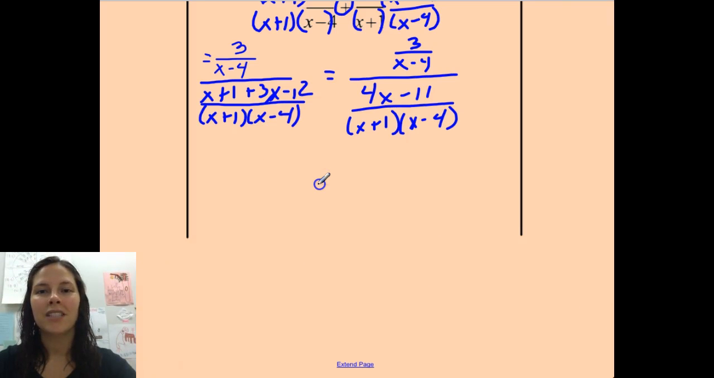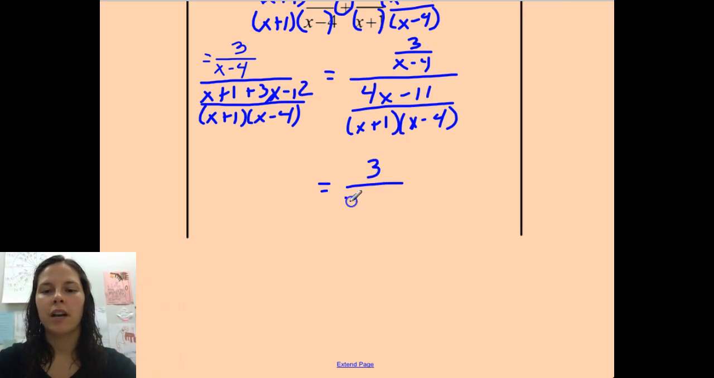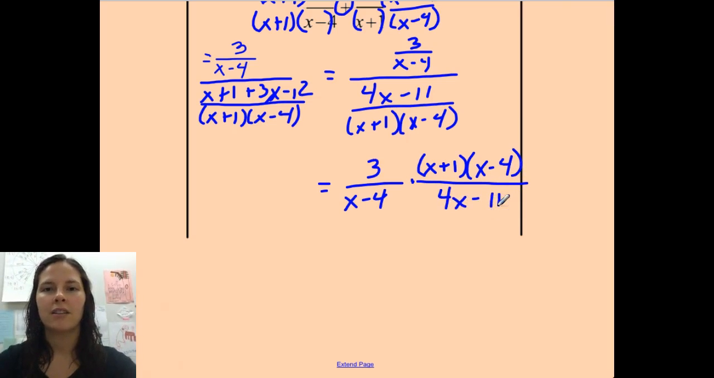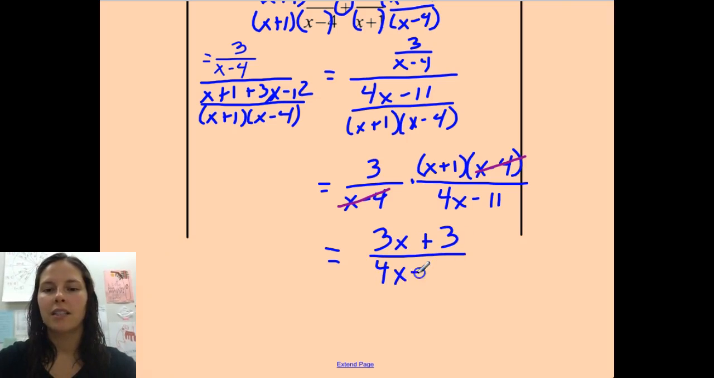The 4x minus 11 does not factor, so there's nothing we can cancel before we divide. So I'm going to multiply by the reciprocal. My numerator, 3 over x minus 4, times the reciprocal of that denominator. So the x plus 1, x minus 4 flips to the numerator, and the 4x minus 11 flips to the denominator. Now we've got our x minus 4's that will cancel, and we can go ahead and distribute in the numerator since it's just multiplying by 3. We get 3x plus 3 all over 4x minus 11.